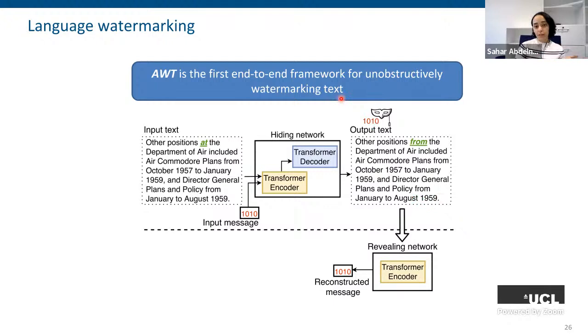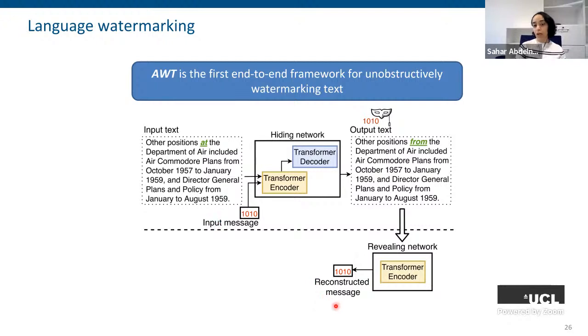So that solution basically was that we would have a hidden network that is a sequence-to-sequence model that receives an input text and also receives an input message. The objective would be to produce an output text that's similar, preserving as much as possible the input, but at the same time, it should encode the message. And this is trained at the same time with a revealing network that takes the output and should produce the reconstructed message.